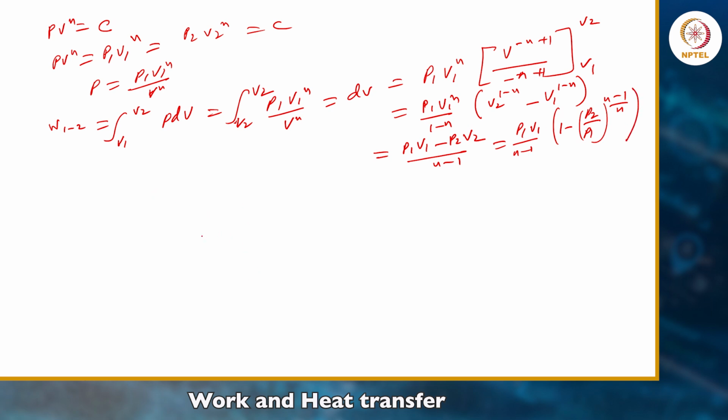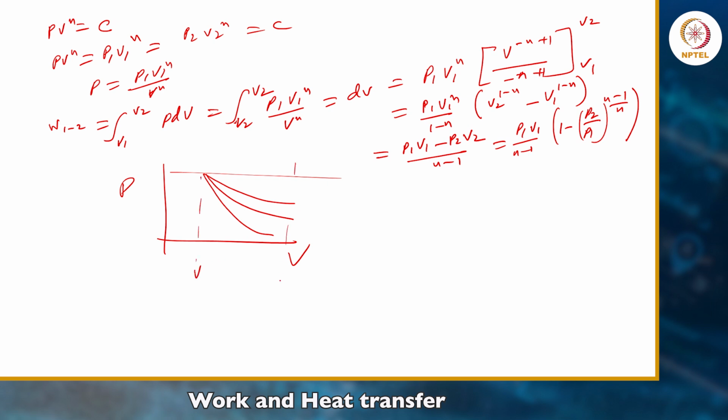Okay, so the figure will be like this, P-V, and 1, 2. I'm showing different lines here. This is V1, this is V2, n equals 1, n equals 2, n equals 3. So this is the process PV^n equals constant. If n equals 1, it becomes PV equals C, so that becomes Boyle's law.